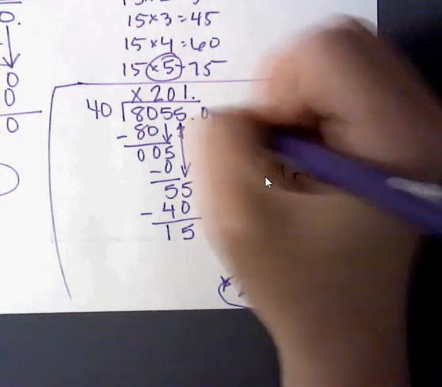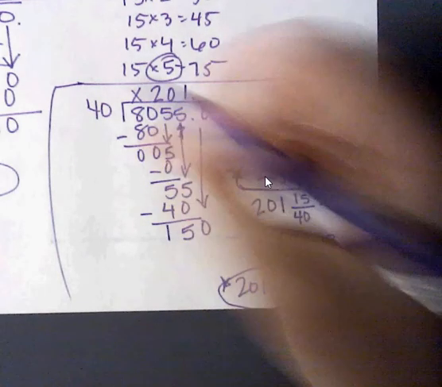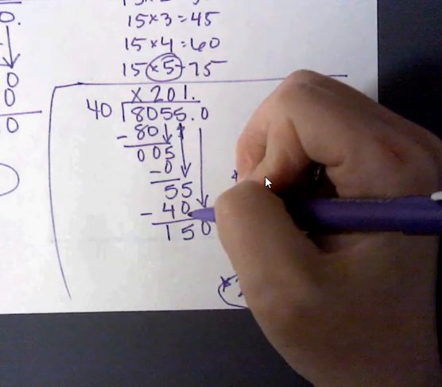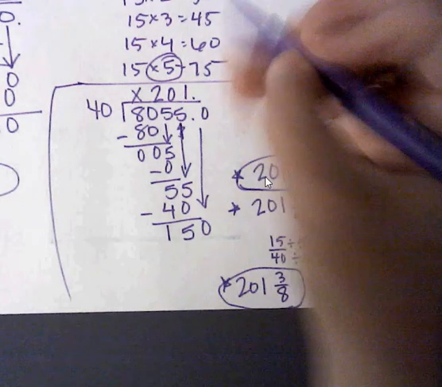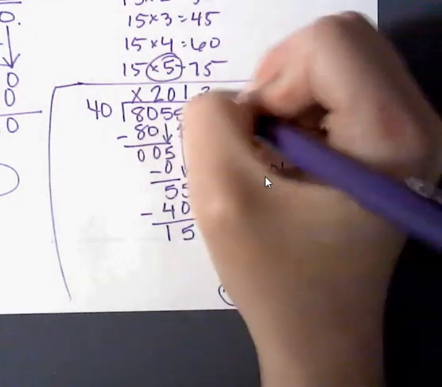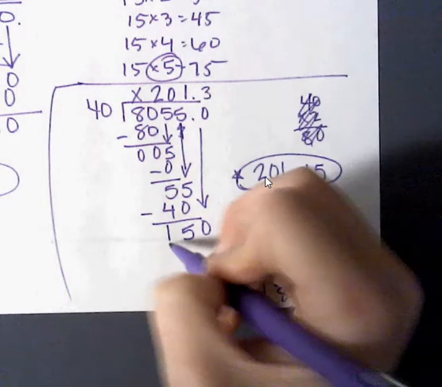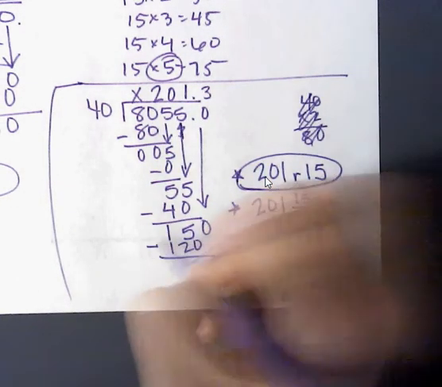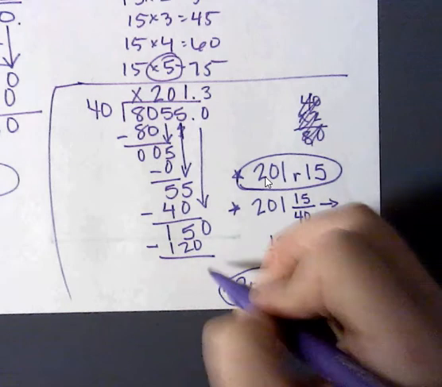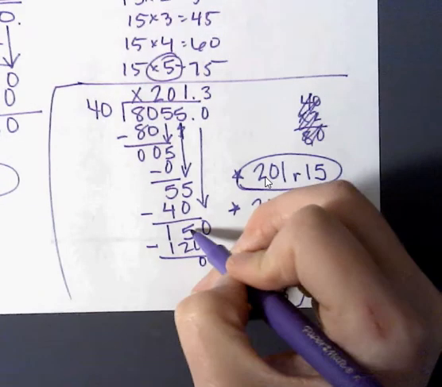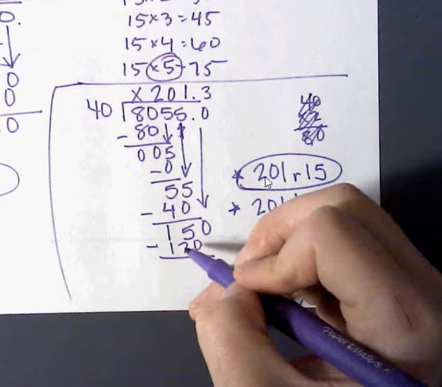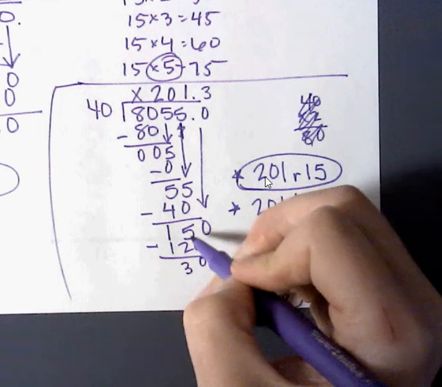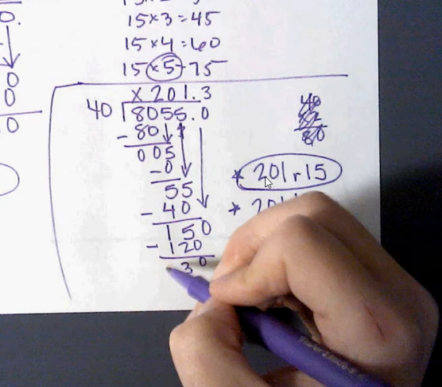So I would add my 0, bring it down. That's going to give me 150. I need to ask myself, how many times does 40 go into 150? That would be 3 times. 40 times 3 is going to give me 120. And I'm going to subtract. So I'm going to put my 0 down. 5 minus 2 is going to give me 3. And then 1 minus 1 will give me the 0.